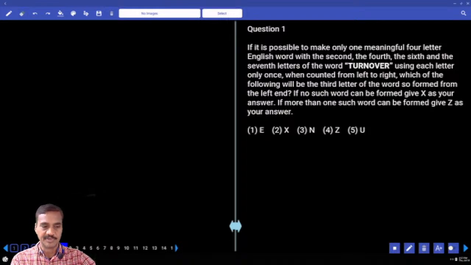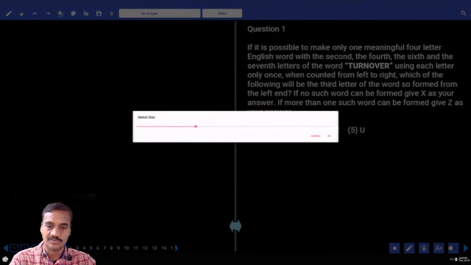RRB PO prelim paper number 72, question number 1. Now question number 1, and which category does it come in? Word formation. In word formation, attempt this one only if you are 100% sure, or else in general there are more chances of making a mistake in these types of questions. Coming back to question number 1.